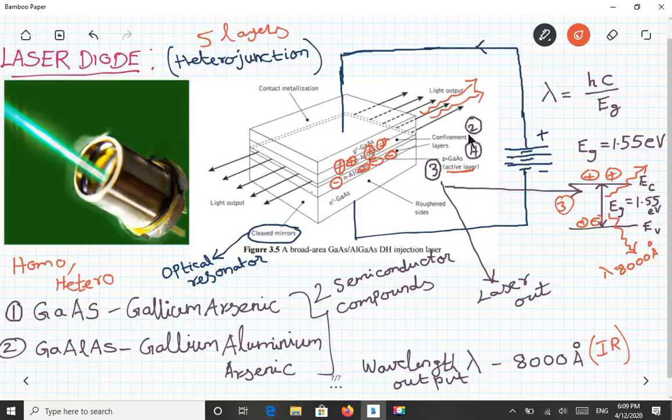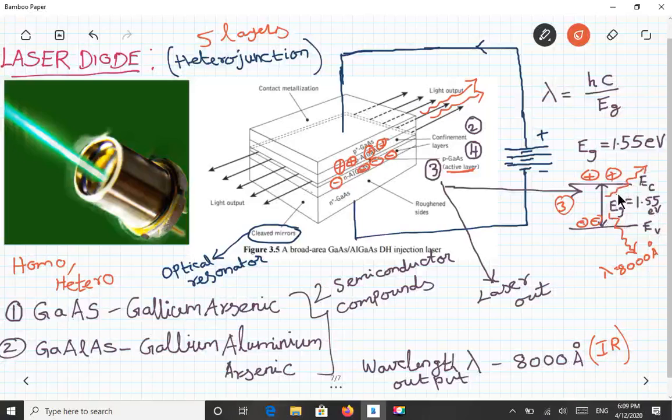The second and fourth layers are the suppliers of hole and electron. In the third layer, recombination happens and the light comes out. By radiative recombination, a hole combines with an electron in this place, so there will be an IR output.